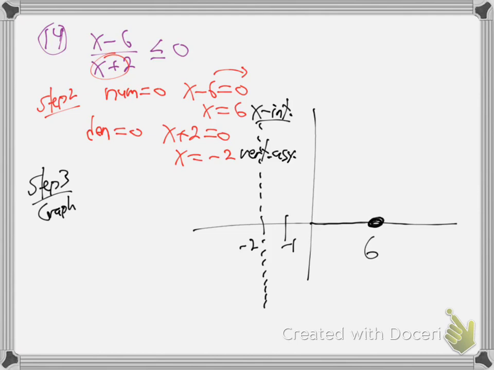This breaks the graph into 3 sections, doesn't it? Left, middle, and right. And so now I basically just have to determine, is the graph above or below 0 in the right? Is it above or below 0 in the middle? Is it above or below 0 in the left? Got to get a rough graph. How do I figure that out?